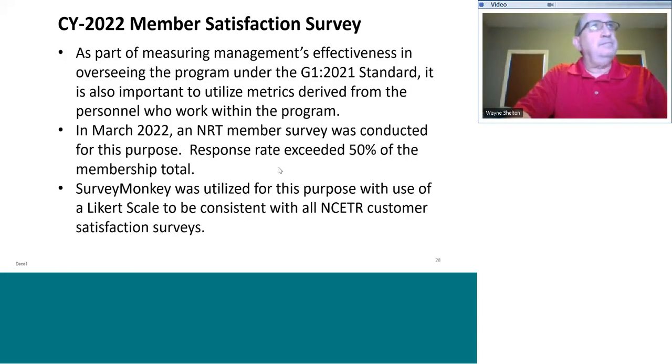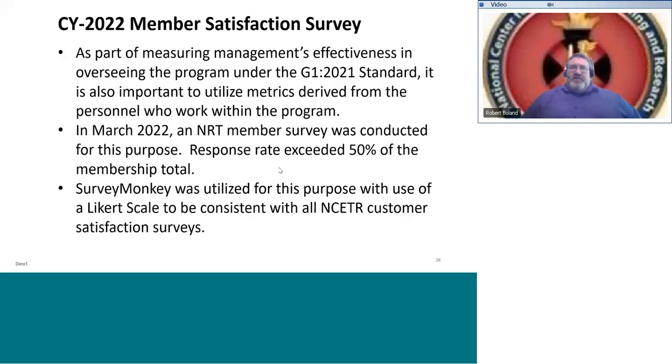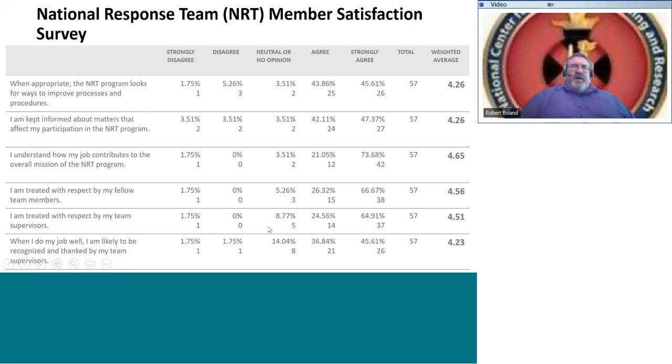Yep. And we got a response rate to that survey exceeding 50%, which is way better than industry standards for these kinds of things. And again, we use SurveyMonkey as our tool for doing this, with the Likert scale, to be consistent with all of our other NCDER customer satisfaction surveys. And then you can see some of the results of the survey. Again, the key thing is we're looking for that overall score being above a 4.0. Anything less than that, it's not necessarily a problem, but it needs to be scrutinized. It needs to be looked at. It's possible that the management needs to take a hard look at that issue, and that could entail a corrective action or whatever the case may be.